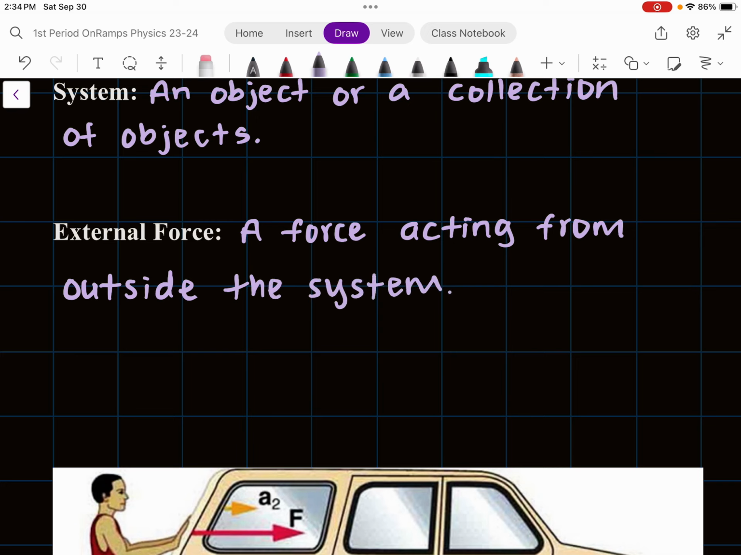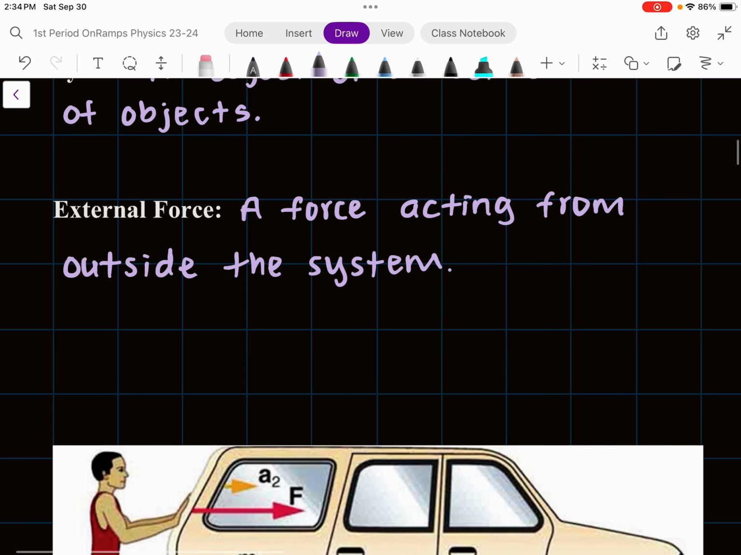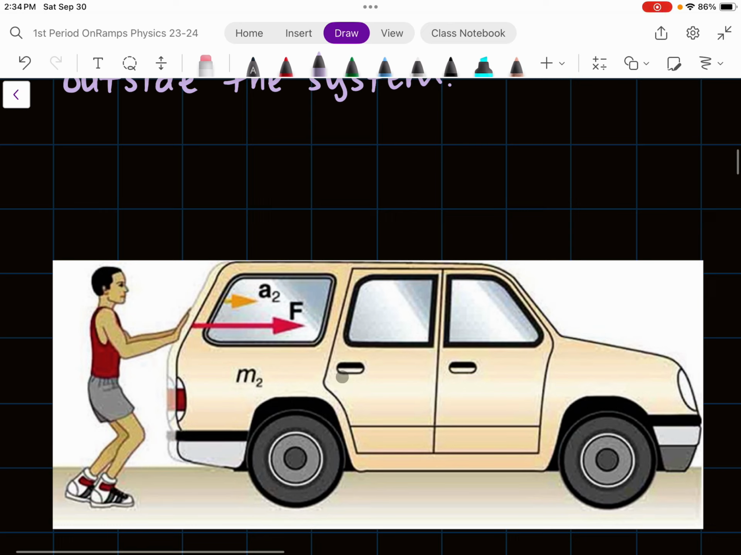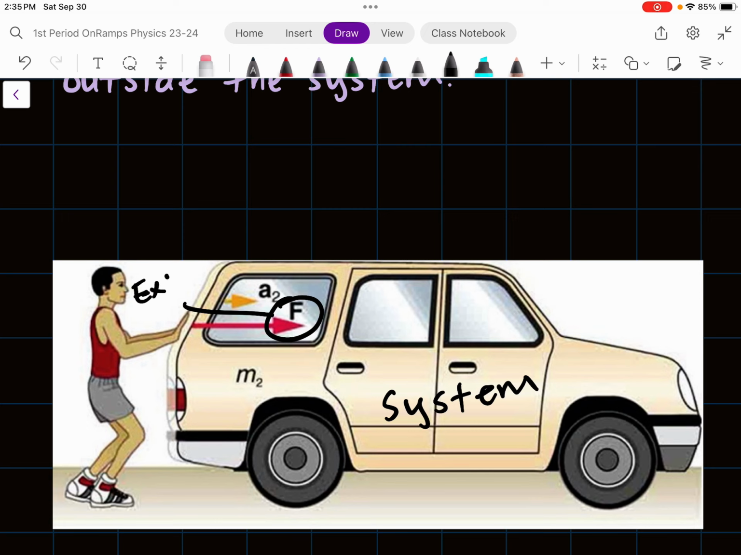Okay? And the way I like to think about it is whenever I have a physical situation, I like to think, okay, what is getting pushed? What is getting pulled? In this case, the car is getting pushed by this person. This person is applying a force. So I will define my system to be the car. So this is the system, and the external force will be the force applied by the person. So this one here, that is my external force.